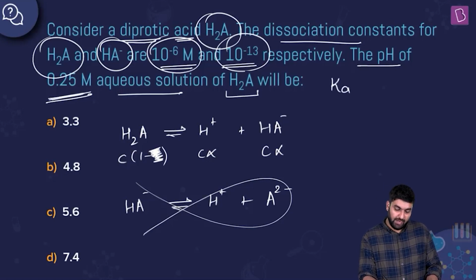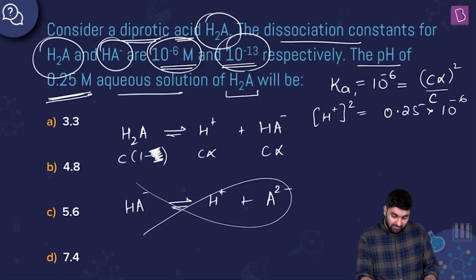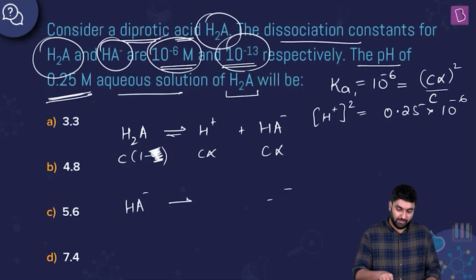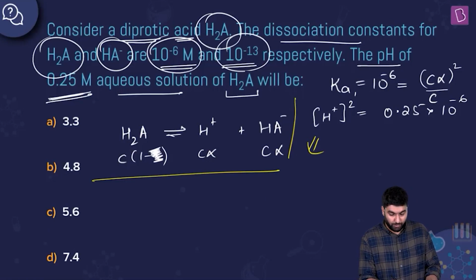Okay. So the Ka1 value, which is 10 to the power minus 6, does turn out to be C alpha square divided by C, right? And C alpha square, which is basically the H plus ion concentration square, is turning out to be 0.25 into 10 to the power minus 6. Having done that, we can get rid of this part, right? Now we can get rid of this part. Correct? Right? Okay. So this calculation carries on over here.